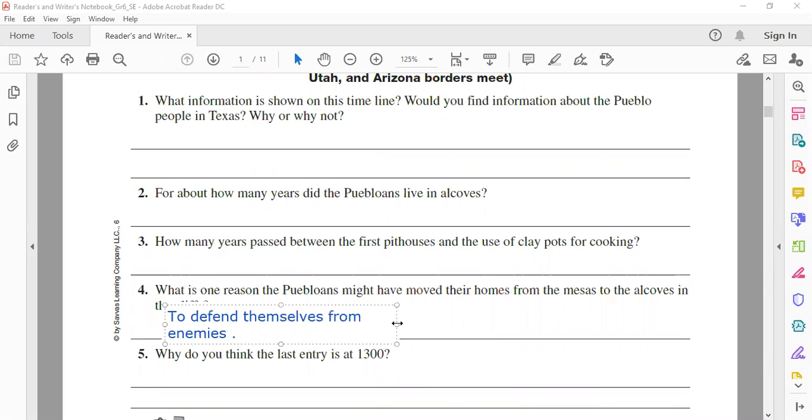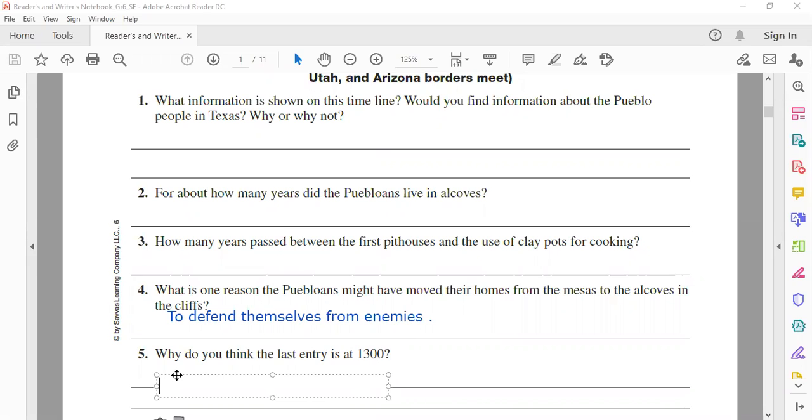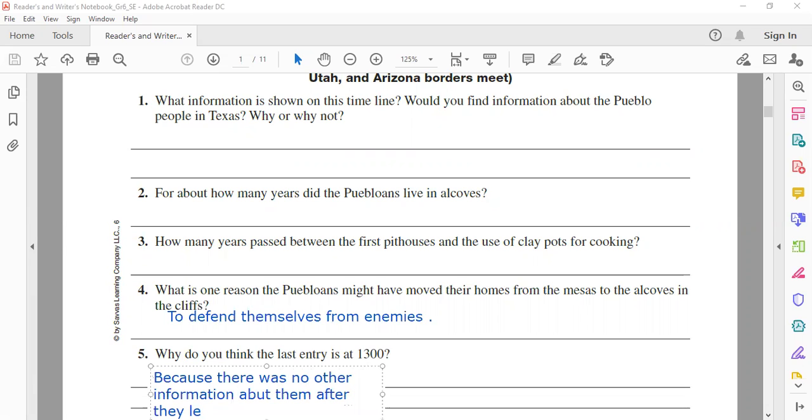Number 5. Why do you think the last entry is at 1,300? Why do you think the last information we put in the organizer right here is 1,300? Because this is the end. The Puebloans left the Four Corners for other parts, like New Mexico. Yeah, because they left, there was no other information about them after they left.